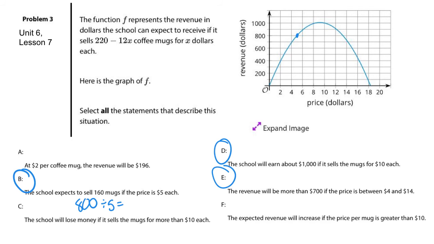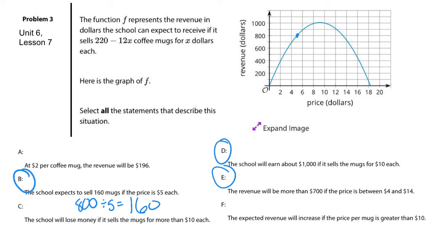Okay, here we go. Number 3. Correct answers here are going to be B, D, and E. Looking at B, if the price is $5 each, then we're going to expect to make $800. Now this is worded as how many mugs are we going to sell? Well, if we make $800 and they're $5 each, 800 divided by 5 is going to be 160.